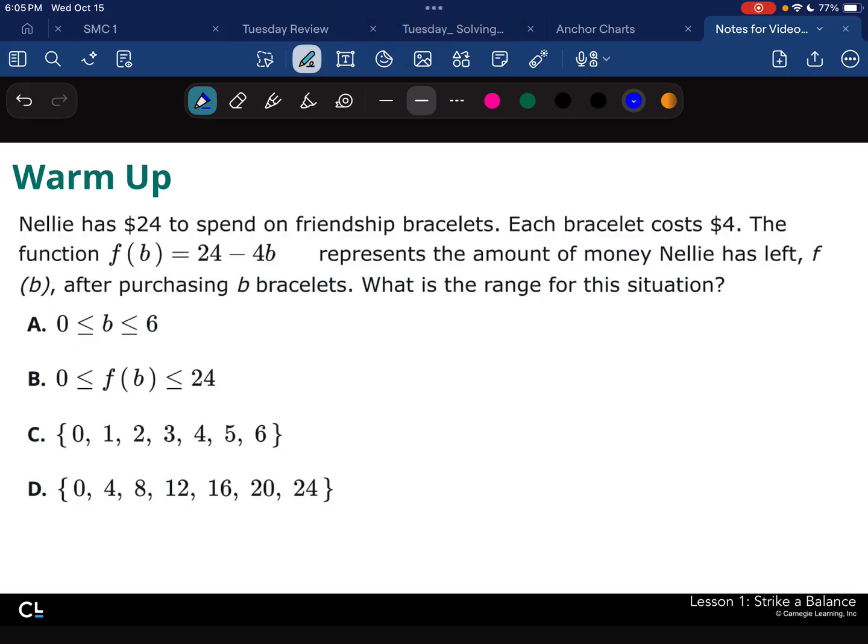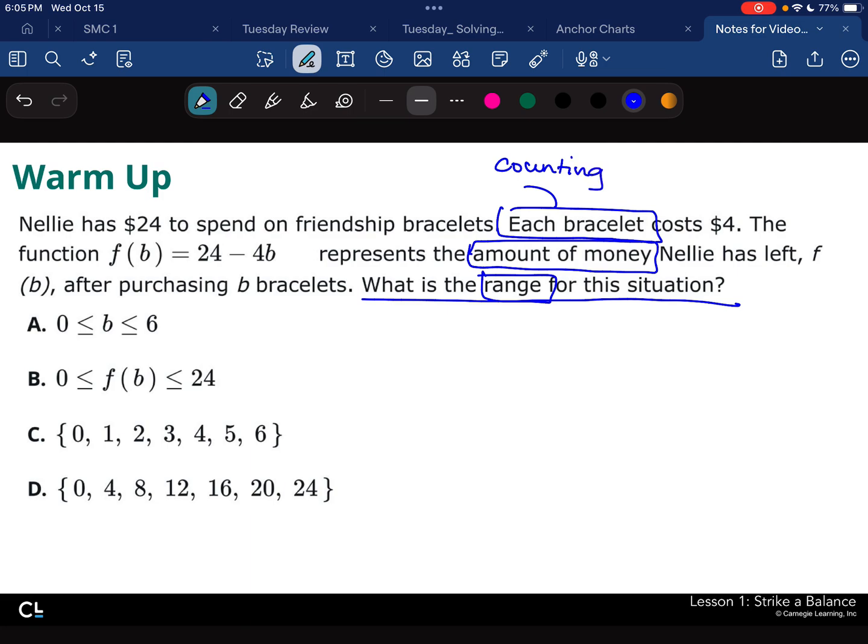Okay, looking at this problem, some of the key words, first things first, I'm always going to underline my question, trying to figure out what the question is asking me. Some of the key words is range. And I know anytime I'm thinking about domain and range, some of those keywords is amount of, in each. And the reason why I'm doing that is, yes, it's telling me my slope, it's my rate, but it's also telling me it's counting the bracelet. So I'm not buying half a bracelet. And then this equation right here.